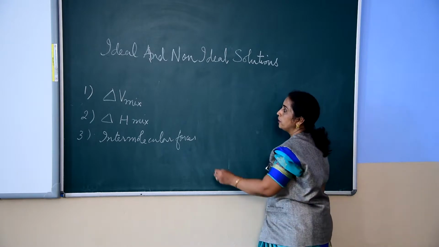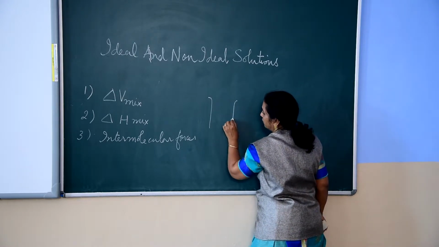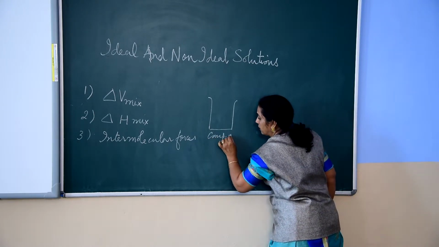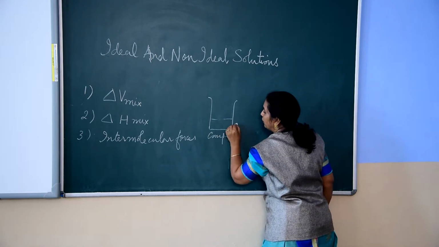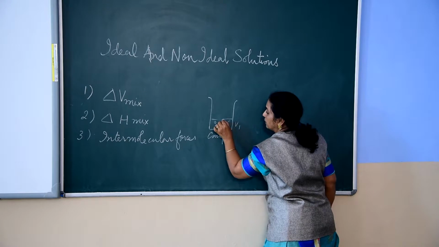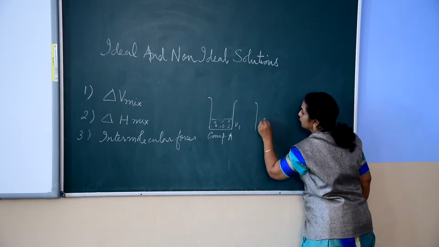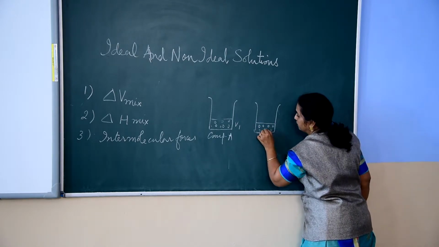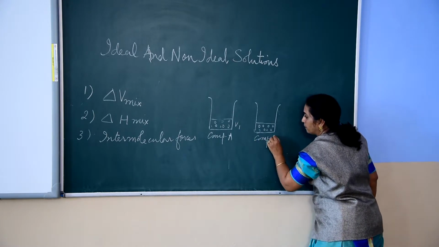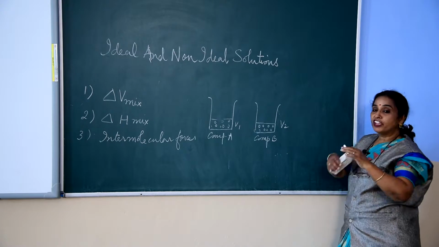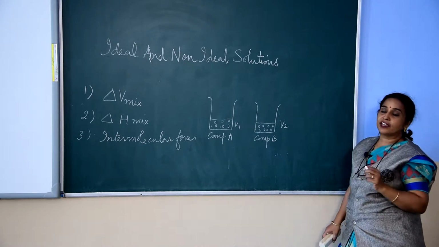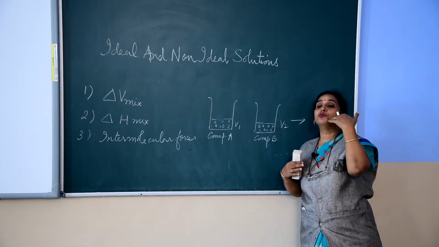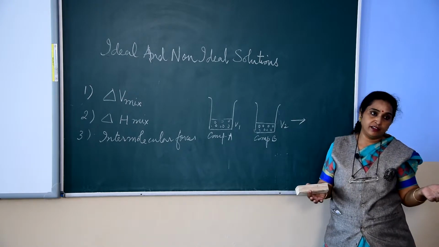For example, if we have two components, this is component A having a volume V1, these are the particles of A, and another component B having a volume V2. When these two get mixed together, what exactly will happen? Will the volume remain the same? Will the volume increase or will the volume decrease?